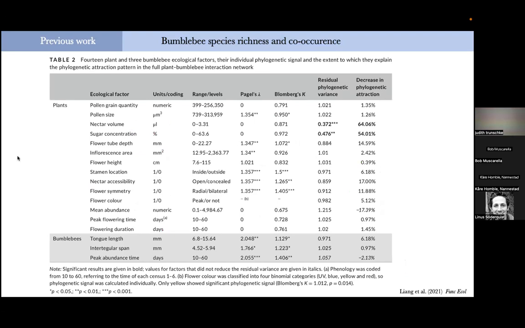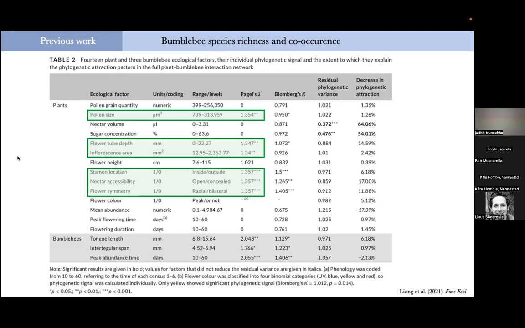But how about the functional traits? So she measured different plant traits, from reward traits like pollen and nectar, into flower morphological traits, the tube depths, so how deep the flower is, how accessible rewards for them are, into flower color, flower symmetry, and so on, and flowering time. And for the bee species, basically tongue length and also the peak abundance time, so the phenology of the bees.